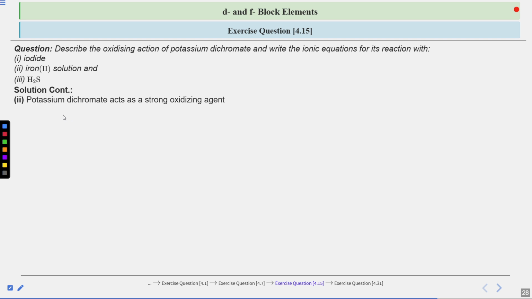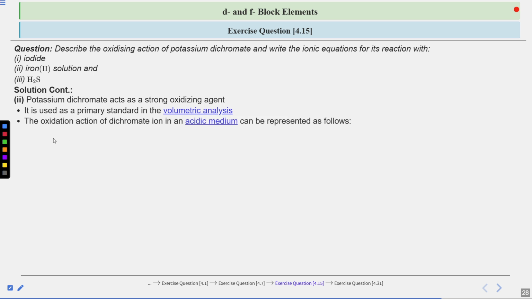Now, for potassium dichromate acting as a strong oxidizing agent in the second part, iron(II) solution. It is used as a primary standard in volumetric analysis, as we know. The oxidizing action of the dichromate ion in an acidic medium can be represented as follows: dichromate reacts with protons and 6 electrons to give chromium ion and 7 molecules of H2O. The E naught will be 1.33 volt.